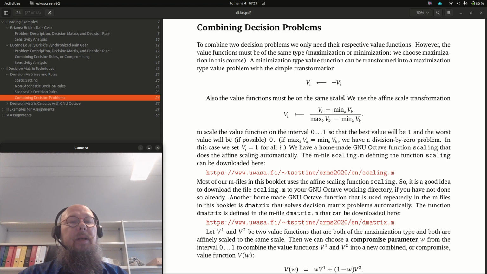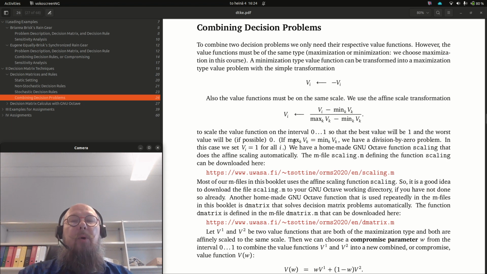What we use here in these notes and in this course is the so-called affine scale transformation. So we take the value v_i, subtract the minimum, and divide by the maximum minus minimum. So this is the new v_i: v_i minus the minimum of the v_i's, divided by the maximum of the v_i's minus the minimum of the v_i's. And once this happens, then this new value function will be in the interval [0, 1], so that the best value will be 1 and the worst value will be 0 in general.